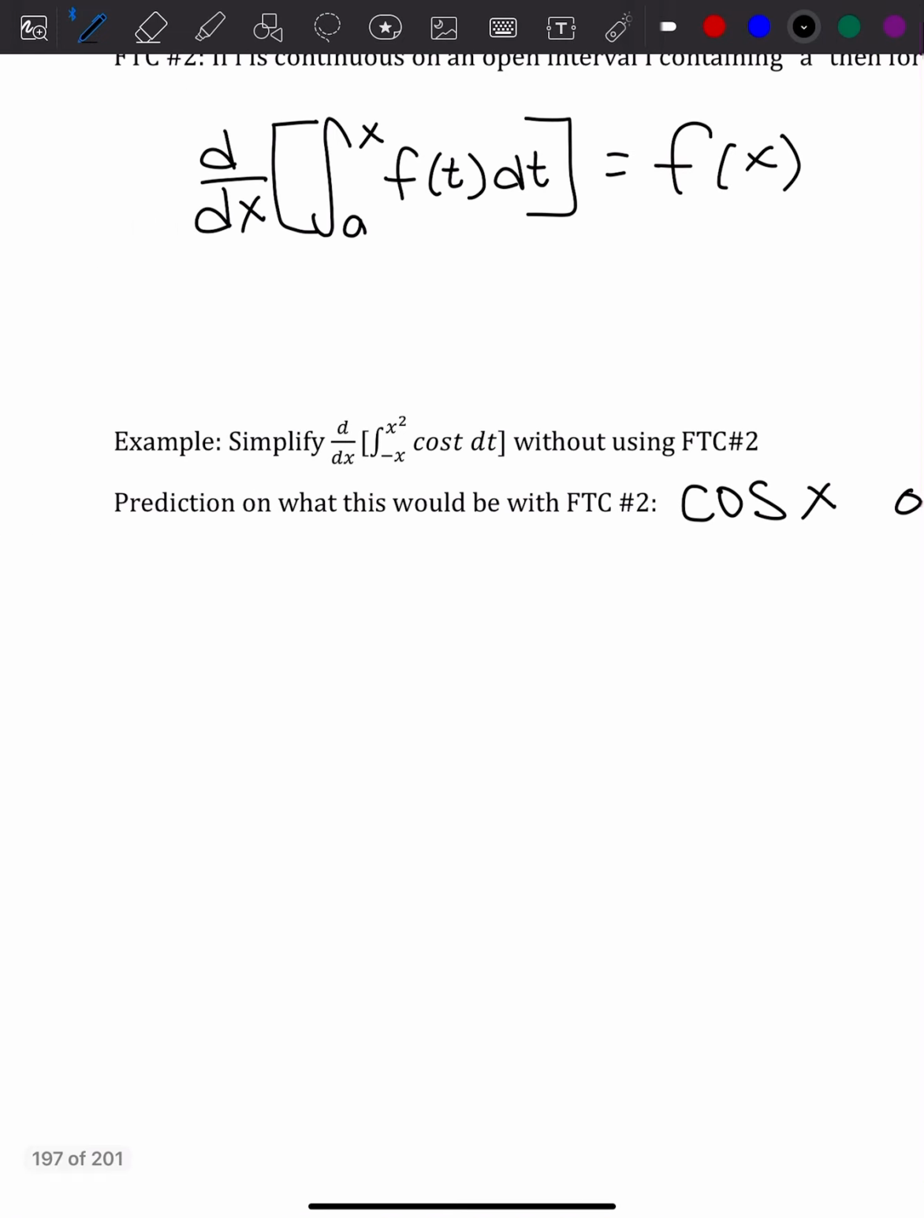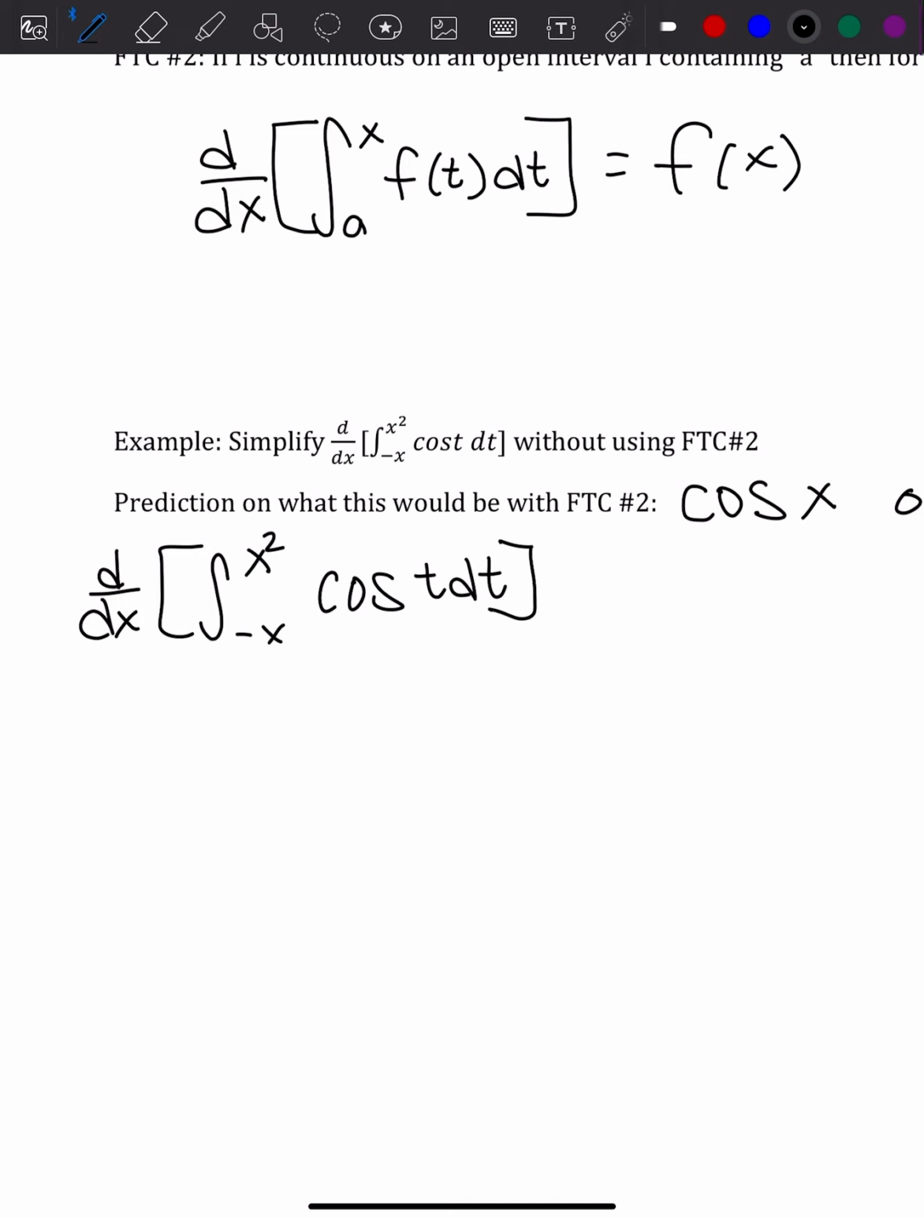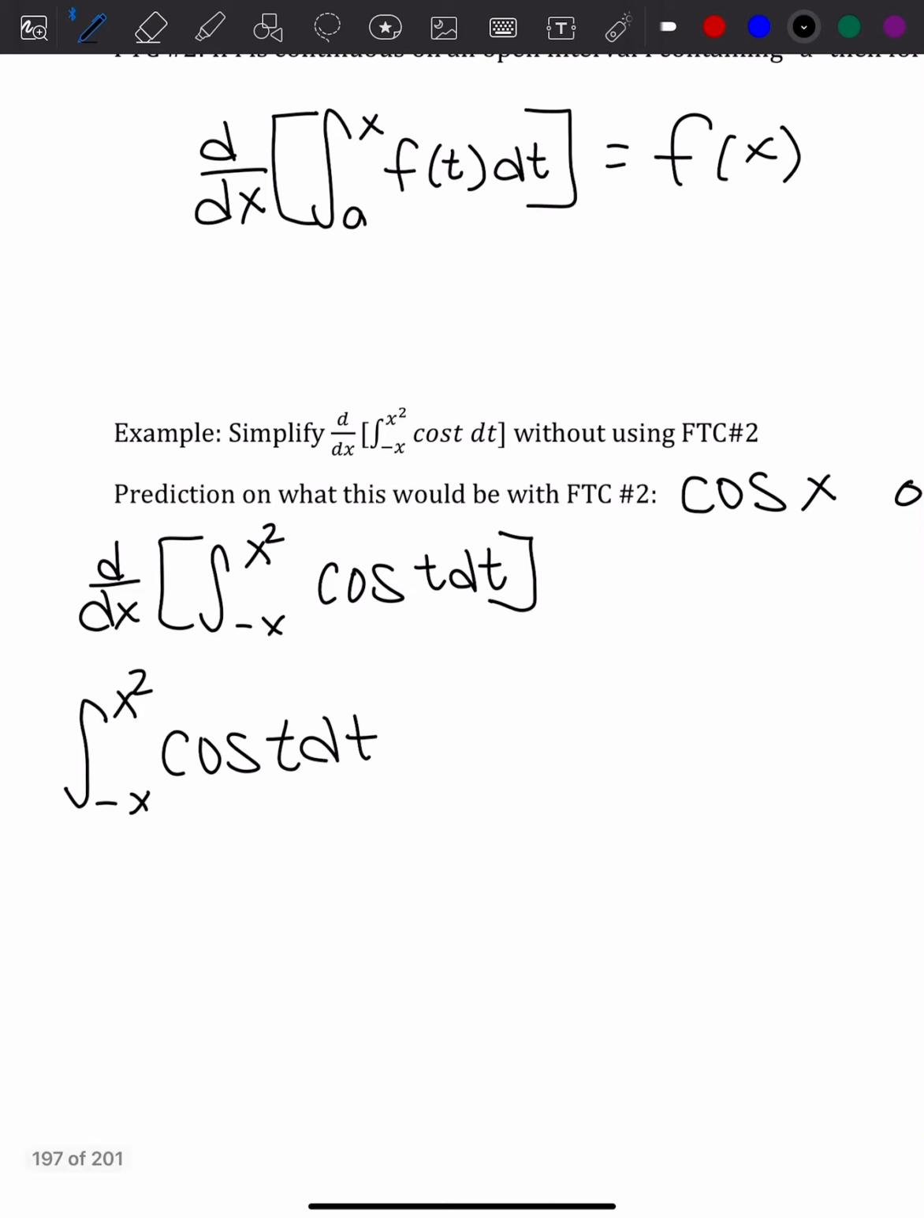So we're going to do the integral of cosine, plug in our intervals, and then we're going to take the derivative of it. So if we have the derivative of the integral from negative x to x squared of cosine t dt, the first thing that we're going to deal with is this integral. So I want the integral from negative x to x squared of cosine t dt. This right here, the first thing that we're going to do is the integral of cosine.